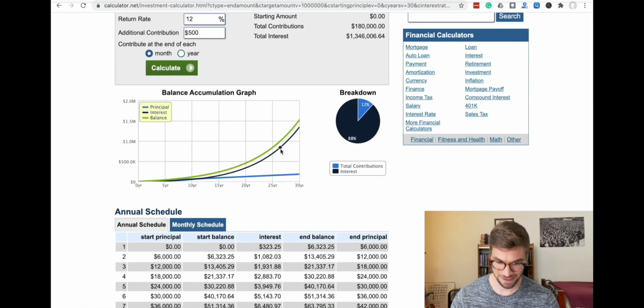And so you can see that this graph, the balance accumulation graph, gets even more dramatic. And this is your contribution total right here. And this is your total balance in the account.